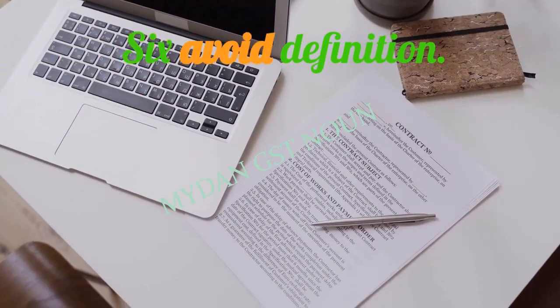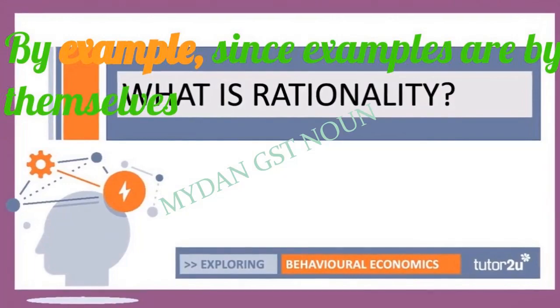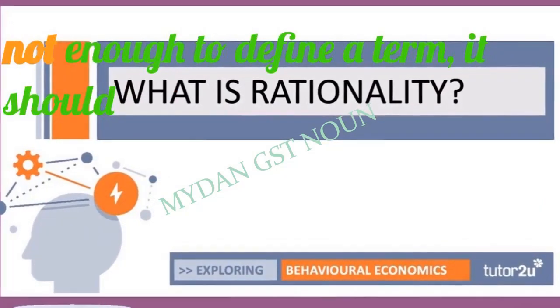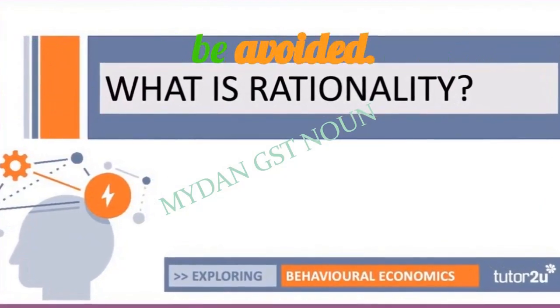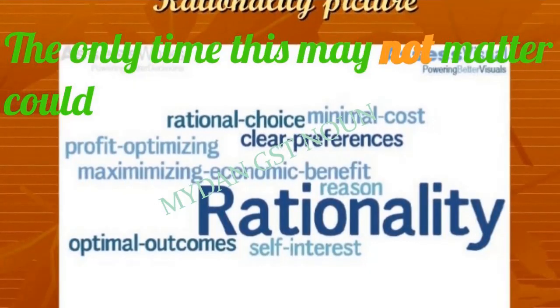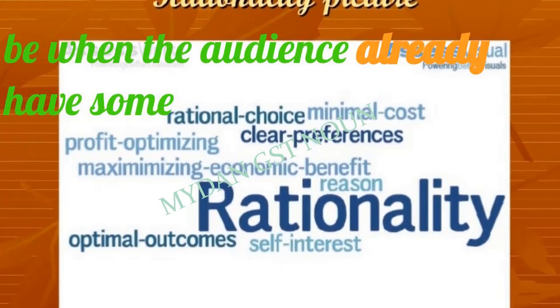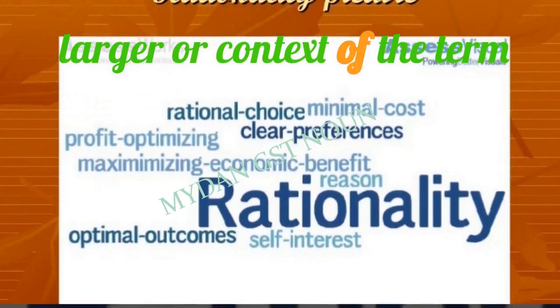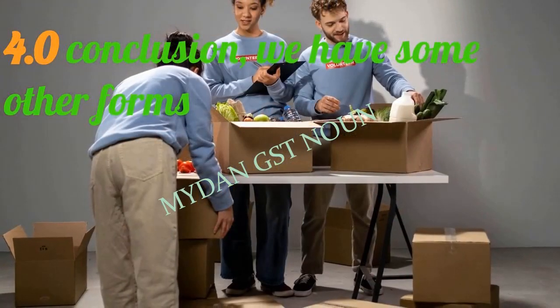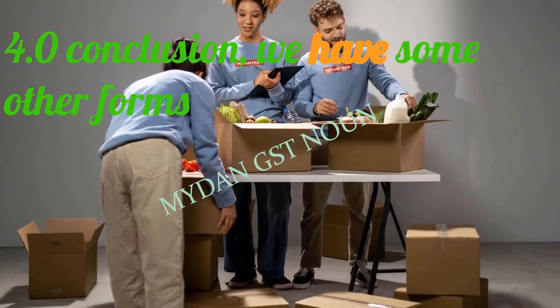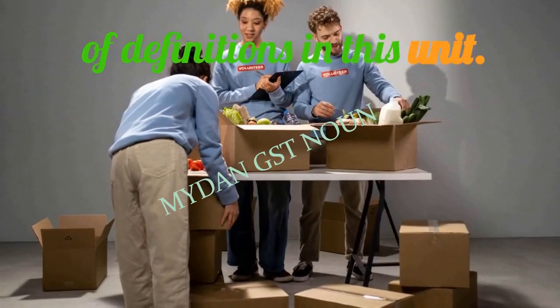Criterion 6. Avoid definition by example. Since examples are by themselves not enough to define a term, it should be avoided. The only time this may not matter could be when the audience already has some larger context of the term. 4.0 Conclusion. We have some other forms of definitions in this unit.